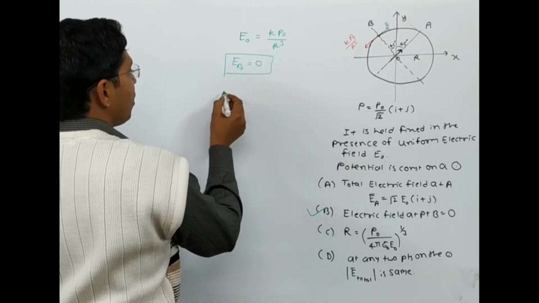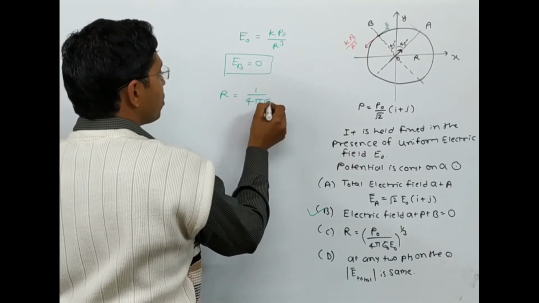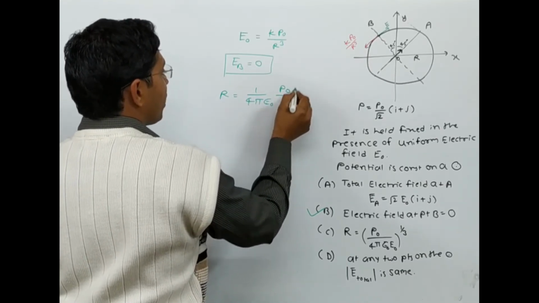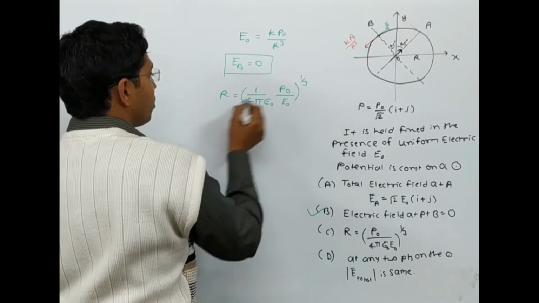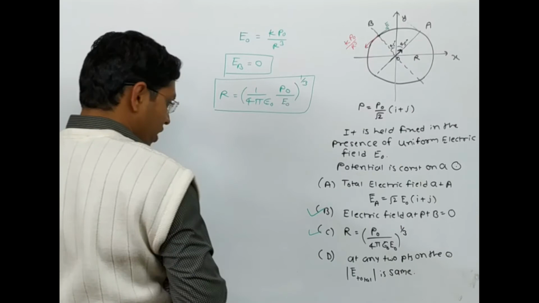So here r is going to be K, meaning 1 upon 4 pi epsilon 0, times p naught upon E naught, and this raised to 1 by 3. So this is the radius. This is another important relation we get for it.